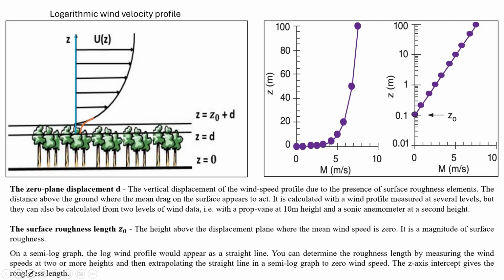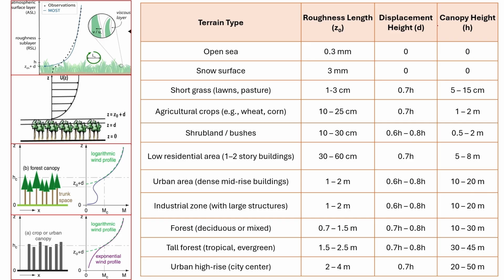If you plot it in a semi-log graph, then the zero point will give you the Z0 height. So if you know the velocity at two different altitudes, you can simply join the two points and it will intersect with the zero point. Then from that we can find the Z0. That's how we can find it using the semi-log graph. This also we have discussed.